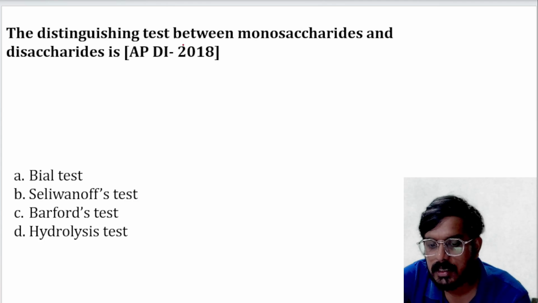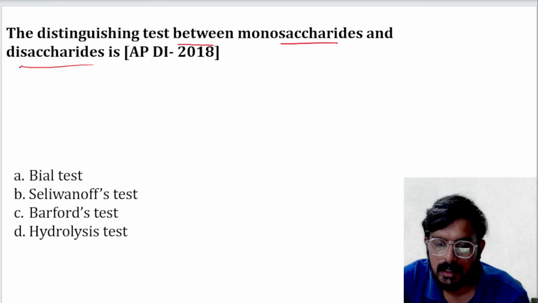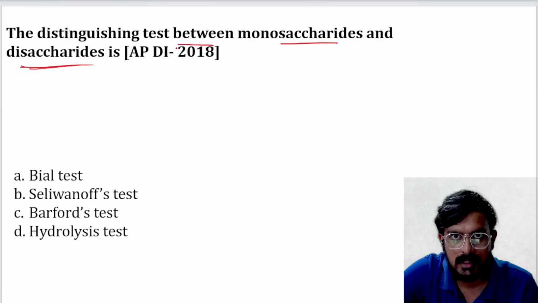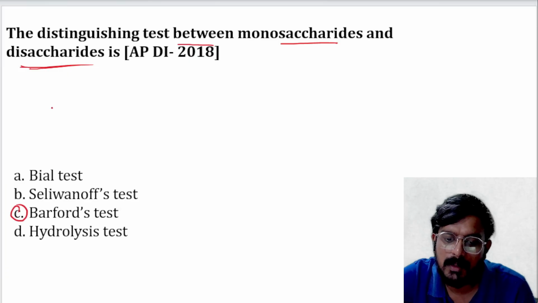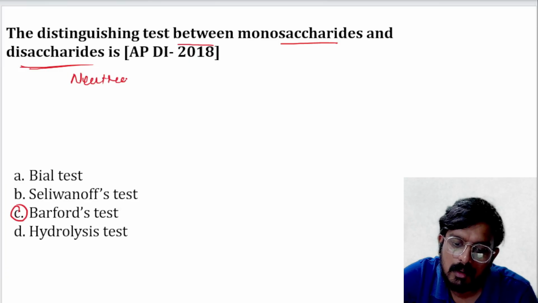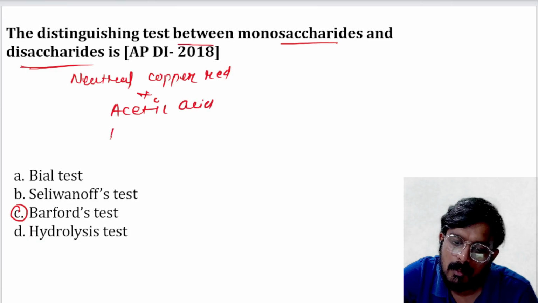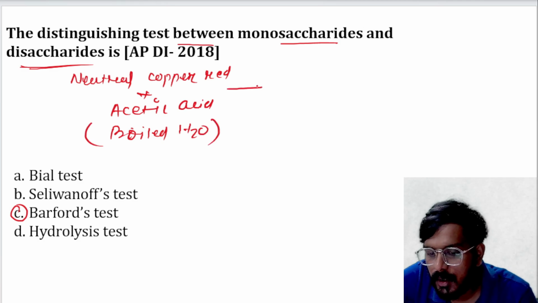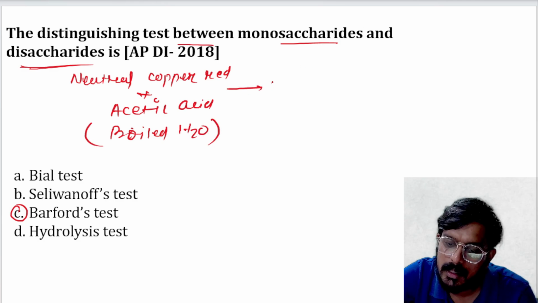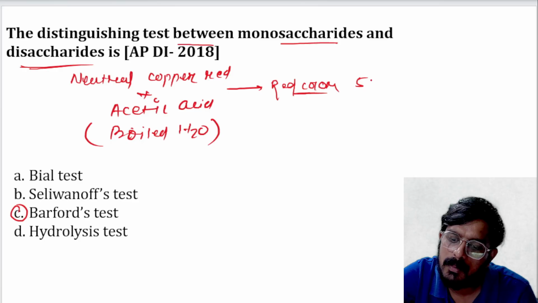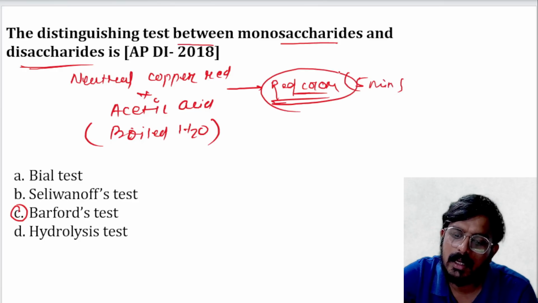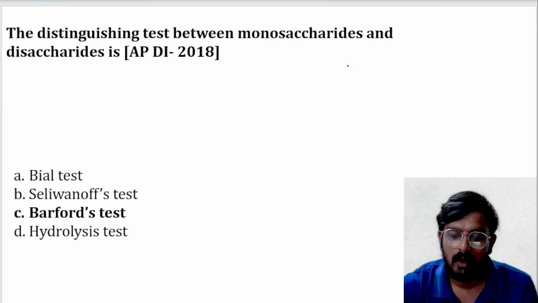Next question: distinguish between monosaccharide and disaccharide. Yes, just now we have discussed, the Barfoed test. What was the principle? When neutral copper acetate reacts with the sugar, boiled in water, it will react with the monosaccharide and develop a red color. If the red color is developed within 5 minutes, then we call it a monosaccharide. If it is a disaccharide, then it will take longer to develop. Option C is the correct answer.